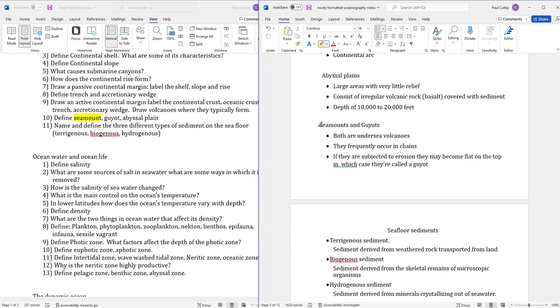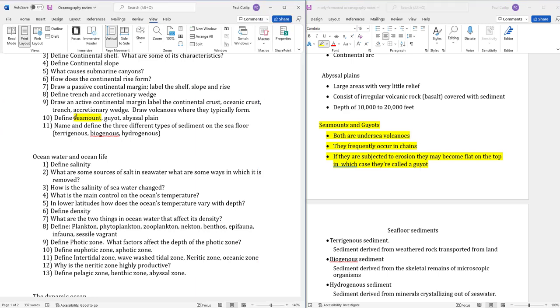Seamounts and guyots right here, right? Both are underwater volcanoes, okay? A seamount is just a normal kind of underwater volcano with a conical shape, what you would think of as being an underwater volcano. A guyot, on the other hand, is an underwater volcano but with a flat top, right? And that top has been eroded by wave action. We were in class, we did a whole thing about guyots and how they formed.